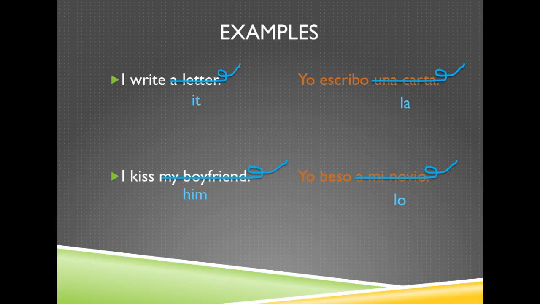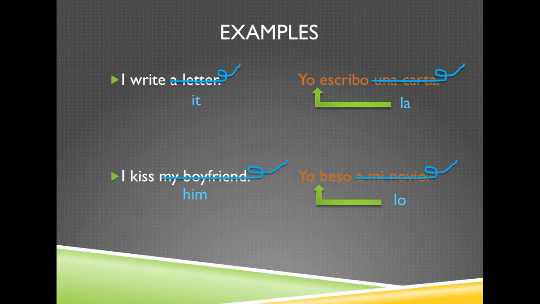The thing that makes the Spanish direct object pronoun a little bit different than the English is that it's placed in a different spot. So in your English examples, we simply swapped out the direct object noun for a direct object pronoun. In the Spanish examples, you swap out the noun for the pronoun, but you also have to rearrange your sentence a little bit. And your direct object pronoun is actually going to go before your conjugated verb. So instead of saying yo escribo la, you would say yo la escribo. And instead of saying yo beso lo, you say yo lo beso.